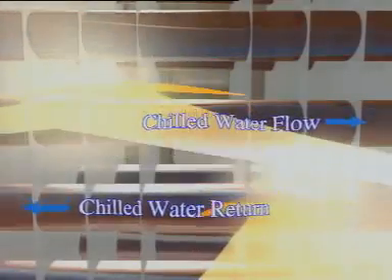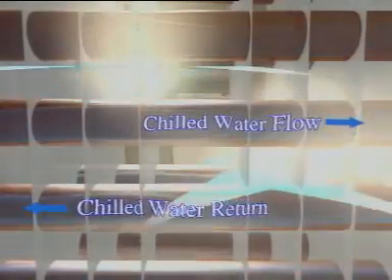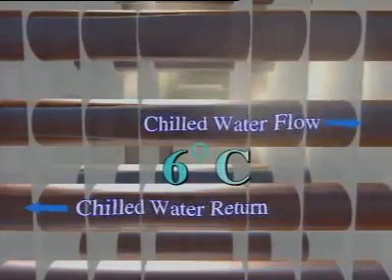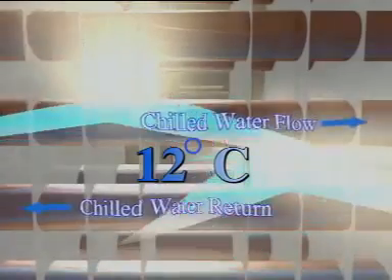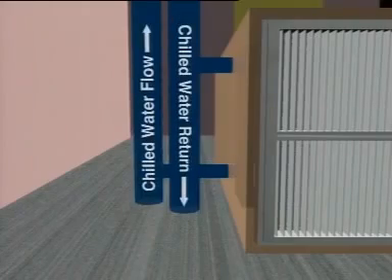The heat absorbed by the chilled water raises the temperature of the chilled water from 6 degrees Celsius to around 12 degrees Celsius. The 12 degrees Celsius chilled water after leaving the cooling coil is returned to the chiller at the central plant room.